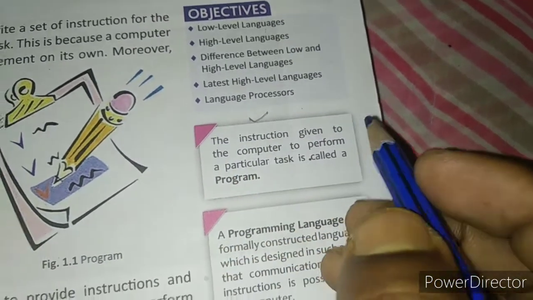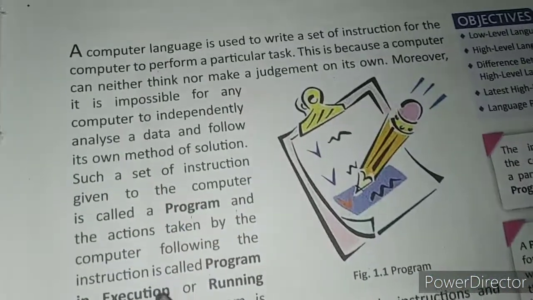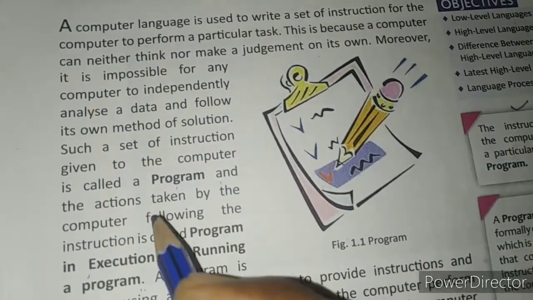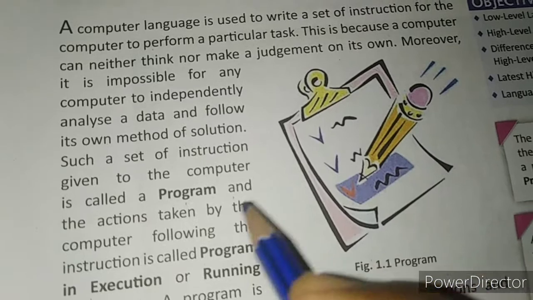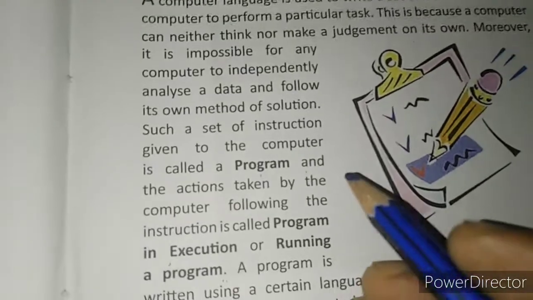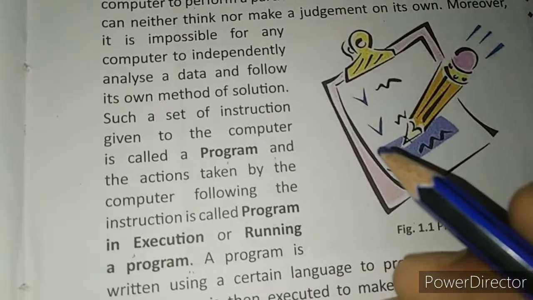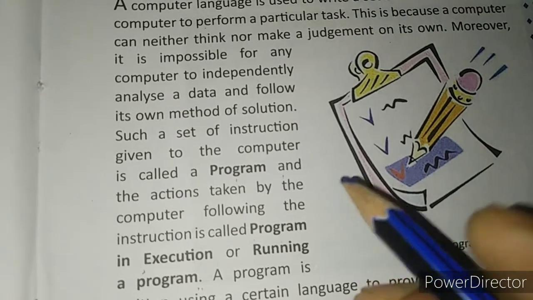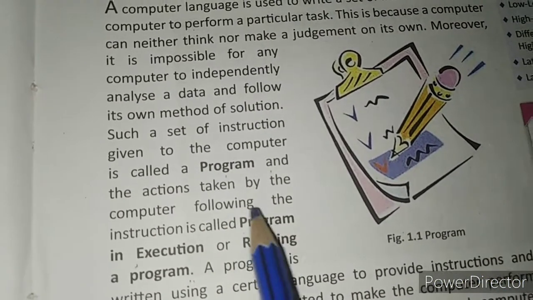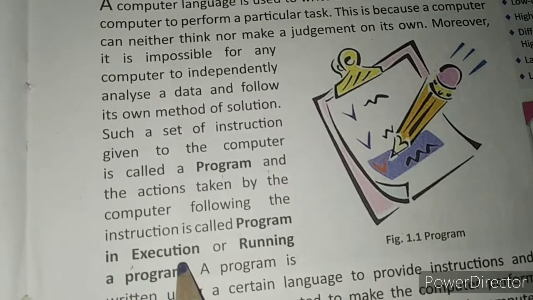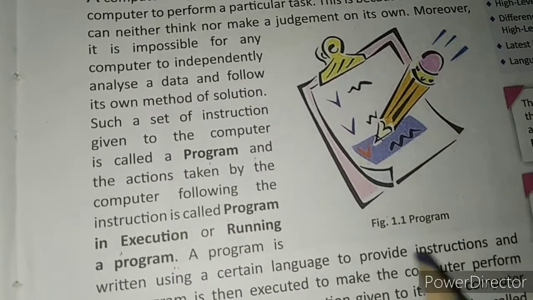Clear? Now one thing is also that when the instruction is given to the computer, it means the program is given to the computer, and the computer works according to the program or instruction, then we say that the program is in execution, or the program is running, right?